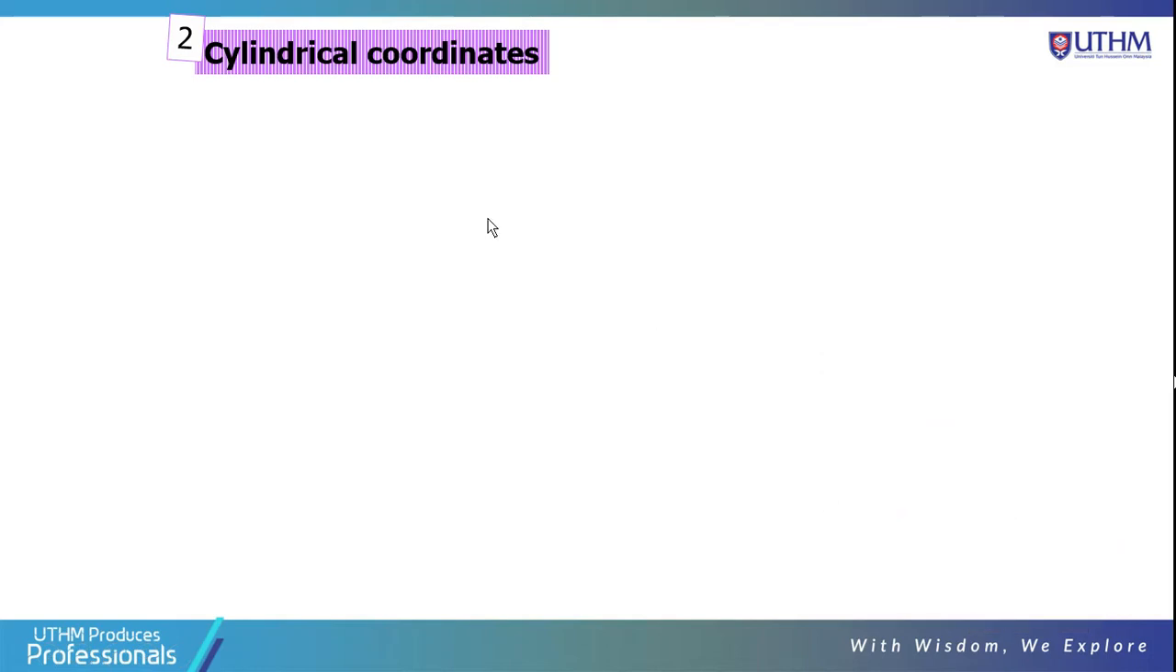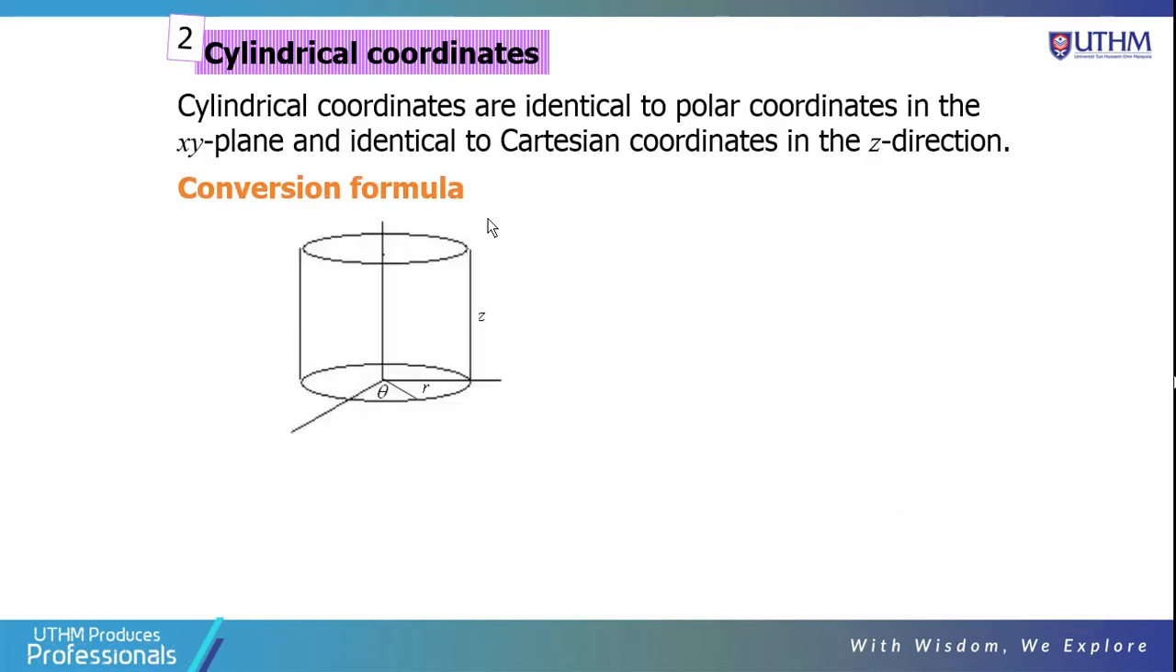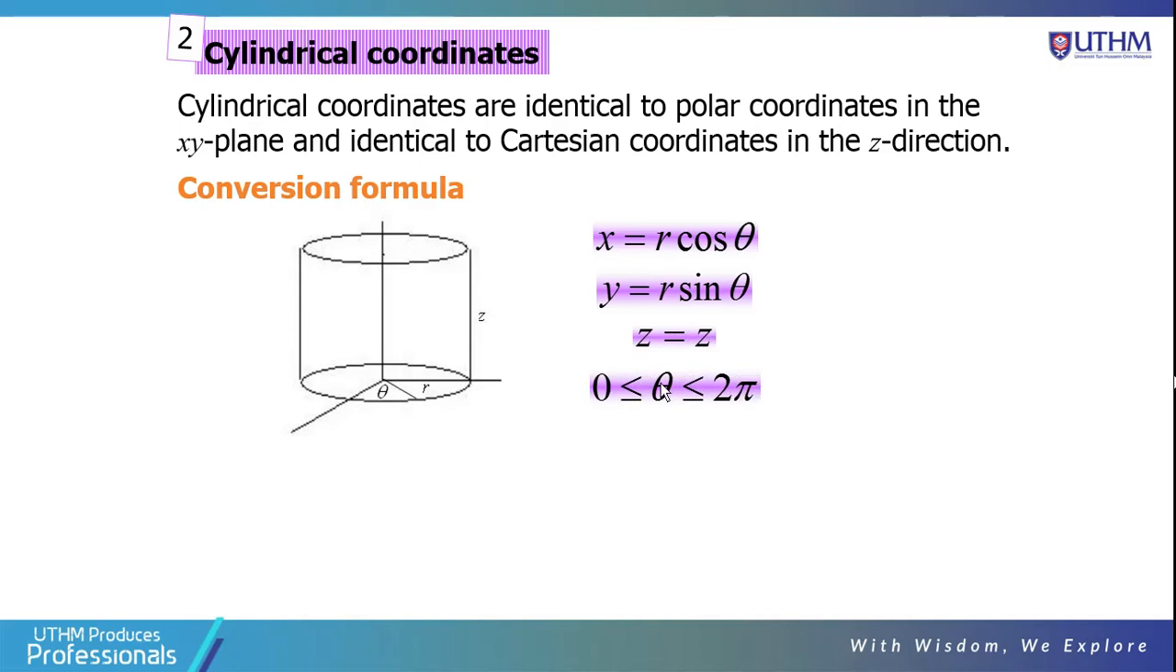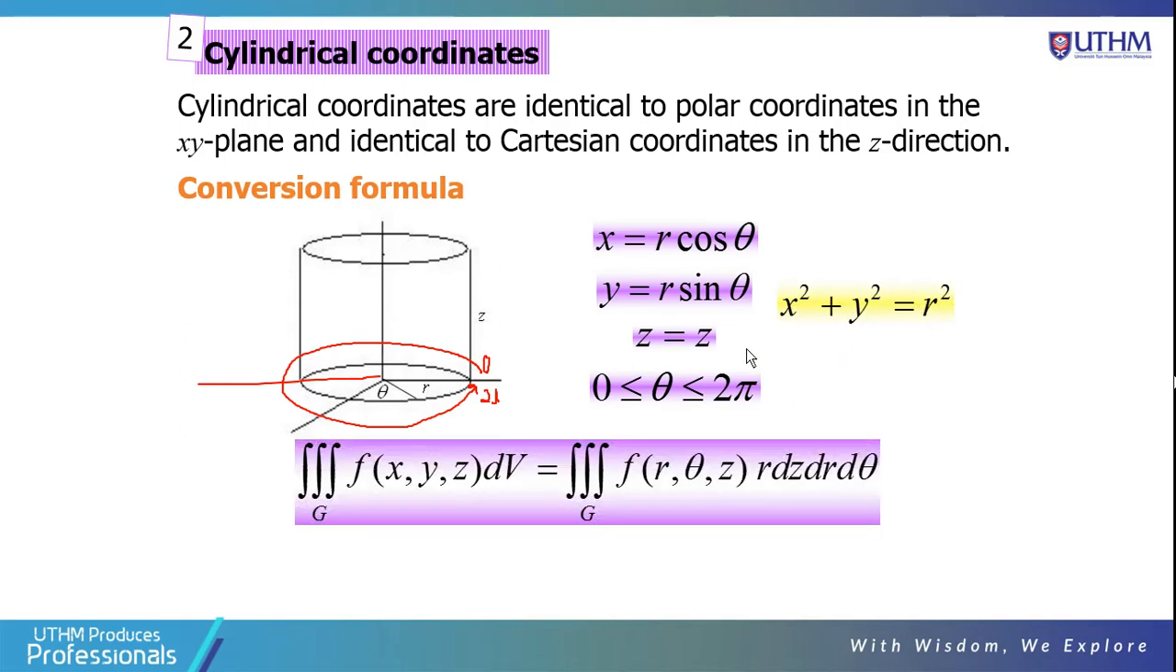So what is the formula? Similar: x equals r cos theta, y equals r sin theta, z equals z, and theta, in the xy plane, starts from 0 to 2 pi, and x squared plus y squared equals r squared. And previously I showed that tan theta is equal to y over x.